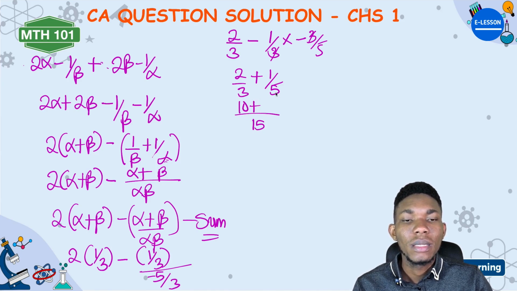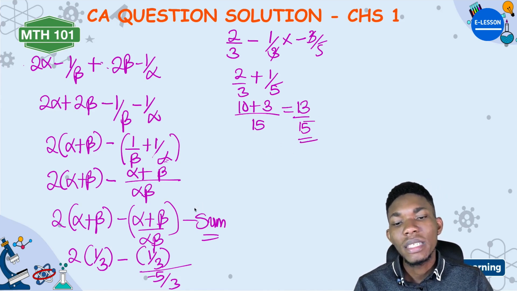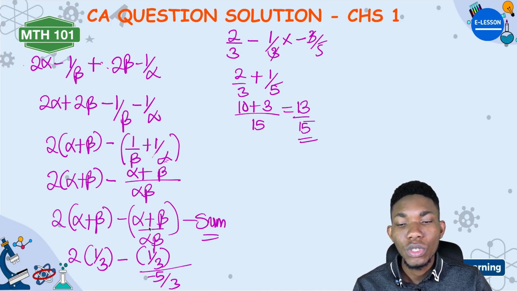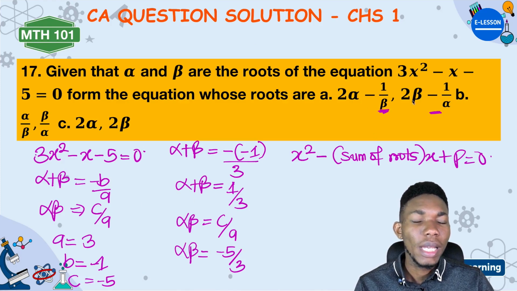15 divided by this will give us 3. 3 times 1 will give us 3. And this will give us 13 over 15 as the answer to that question. So that is for the sum only. Then we now have to find the product. The product means you should multiply these two things together.